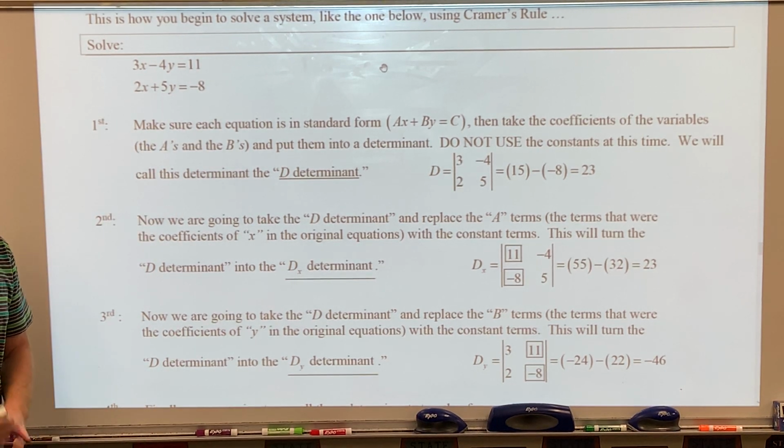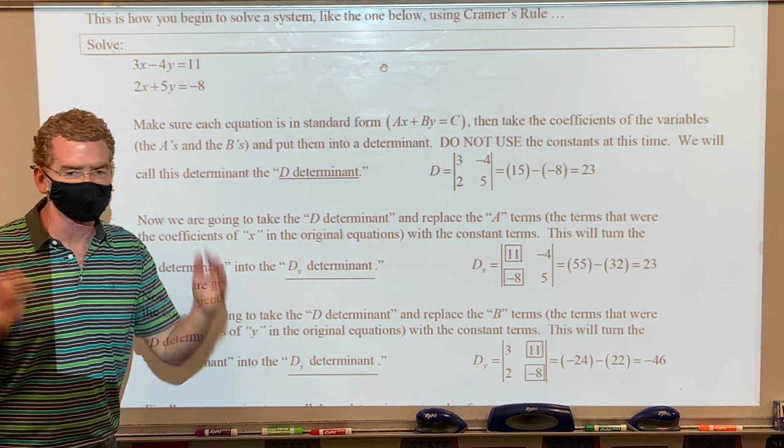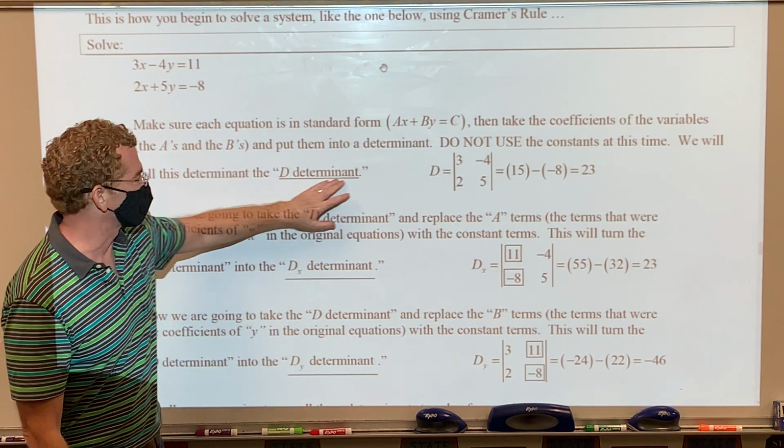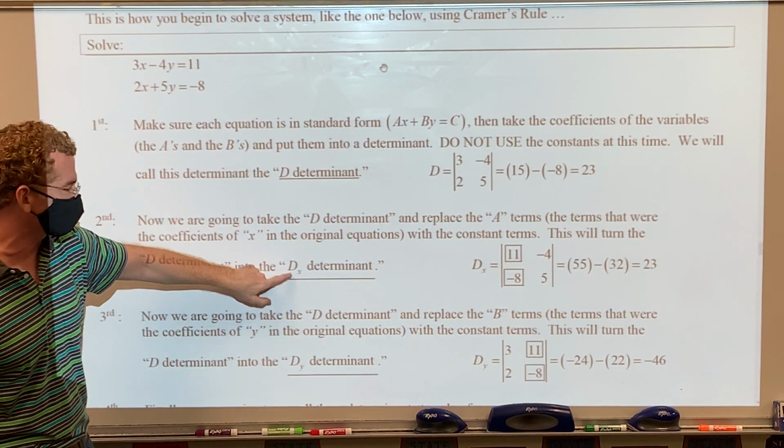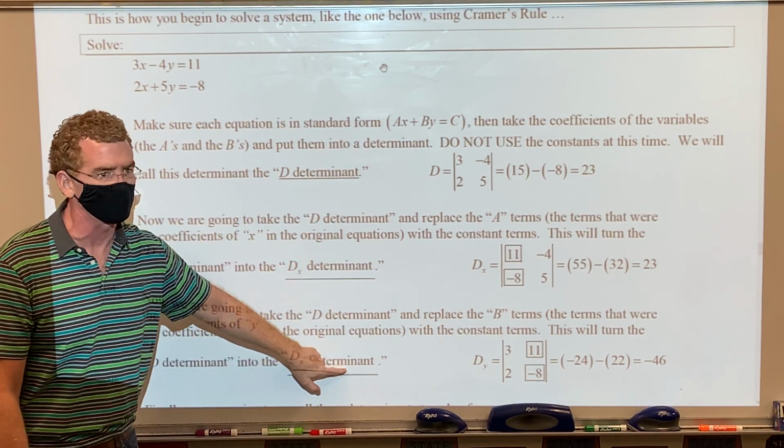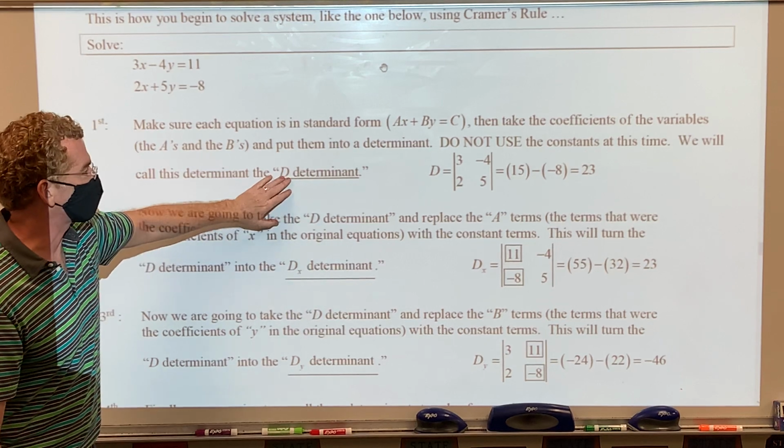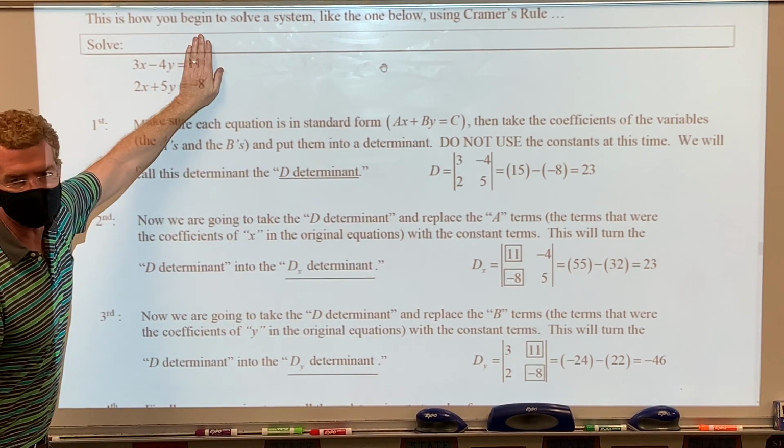Okay? And then what you're going to do is create 3 little 2x2 determinants. And with those 3 determinants, you're going to be able to solve this system. All right, so the first one, they don't really have names, I'm just calling them this. The first one I call the D determinant because there's also a D sub x determinant and a D sub y determinant. Okay? So the first one I find, basically you're going to ignore the constants.